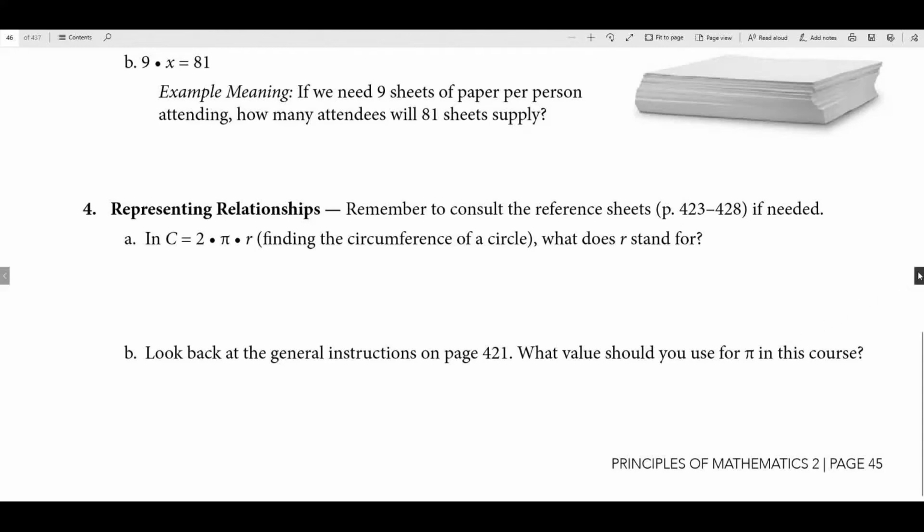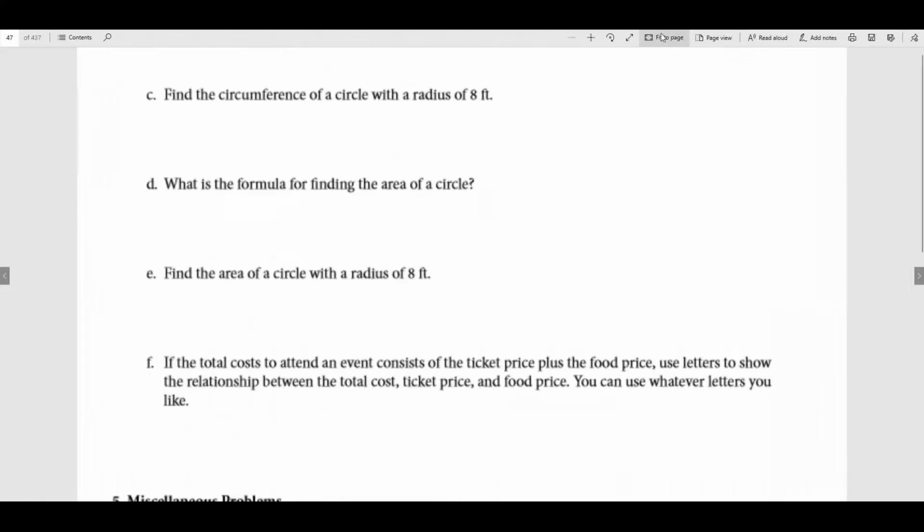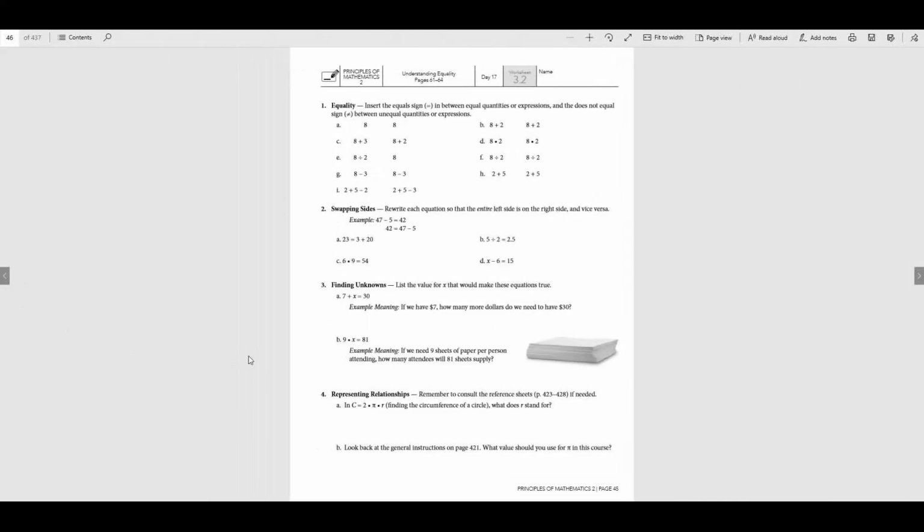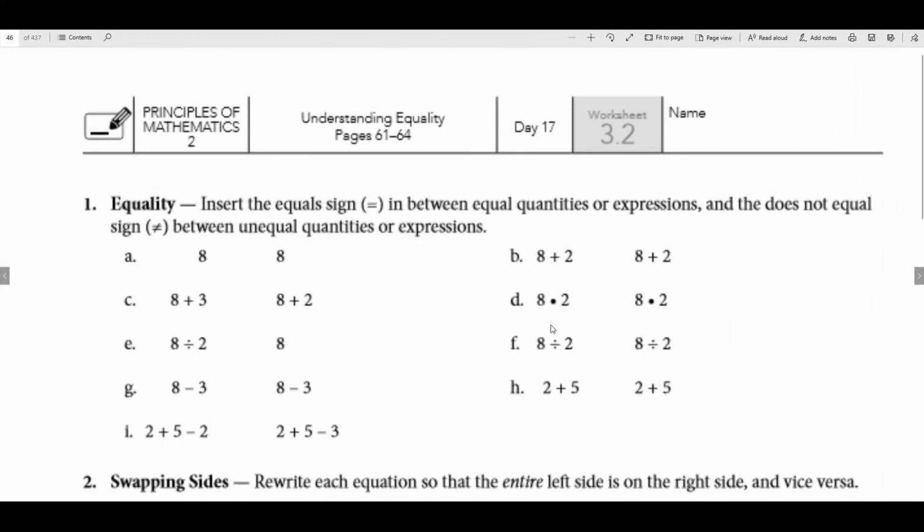So, all right, now on this one, find the circumference of a circle with a radius of 8 feet. So what you would do on this one is you're going to take this back here on this page we just did. You're going to take this, well, come on computer.